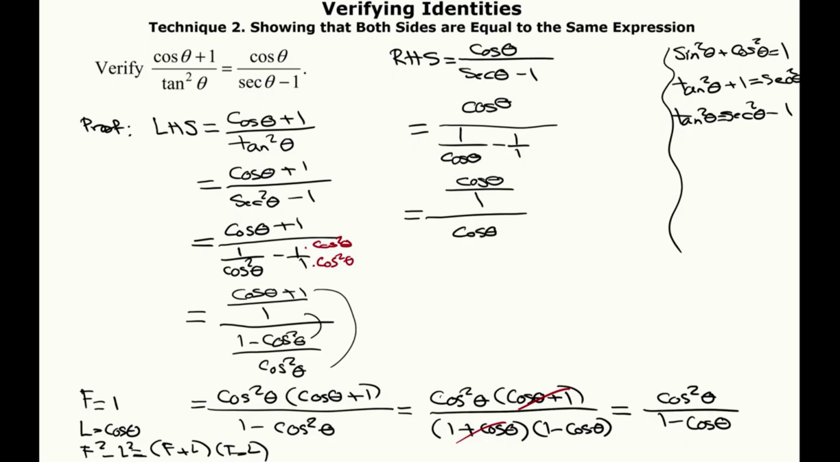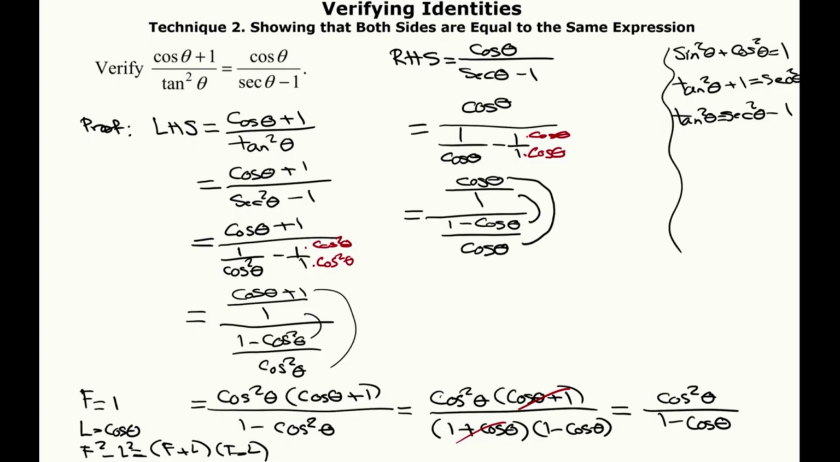So I notice that cosine theta is the common denominator for these two fractions, and this is already cosine theta, no change needed here, but this one needs to be multiplied by cosine theta. So we do that, and we do the same on the top. So now we end up with, let me create a little bit of space here, the cosine theta is the common denominator, so on the top we get 1 minus cosine theta. Okay, so now we have the complex fraction.